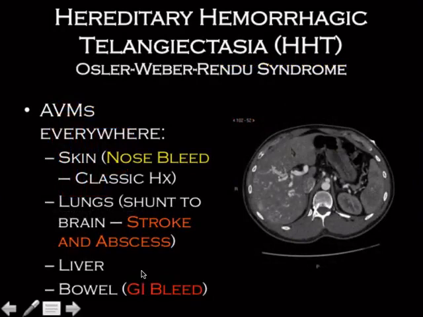This is HHT. So this is the guy with the bloody mouth, the bloody nose. He can have a bunch of lung AVMs also, and that's why he's getting these shunts to his brain. GI bleed is a classic history. There's nothing else that looks like that.